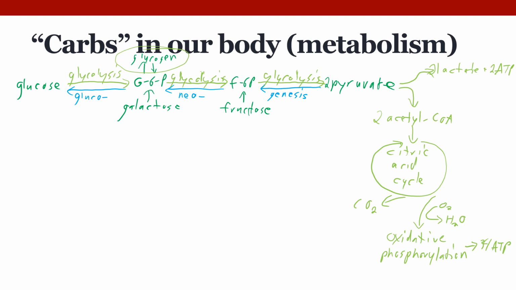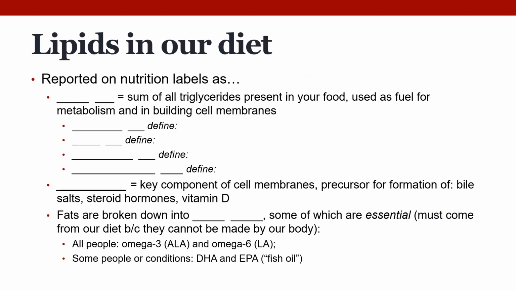Okay, so if we have oxygen, we can get a lot of ATP. If we try to do this without oxygen, we only get a little ATP. But those are the metabolic fates of carbohydrates in our body. Okay, now let's move on to lipids in our diet.